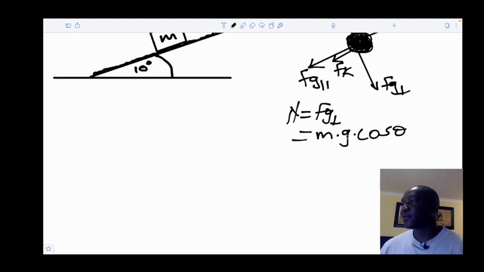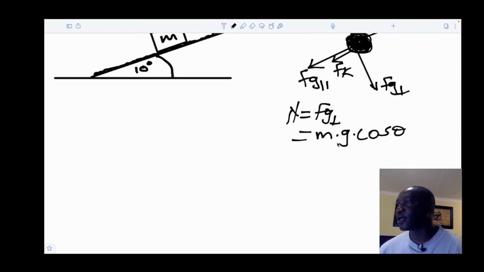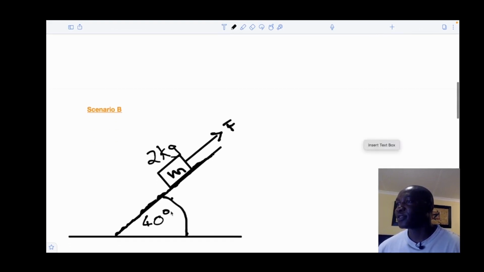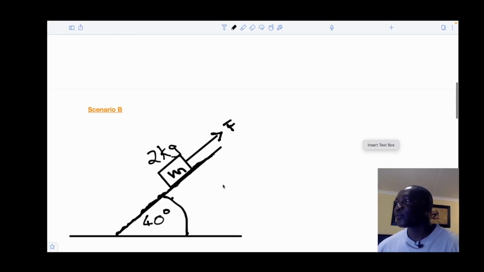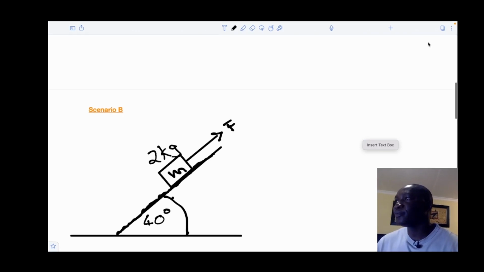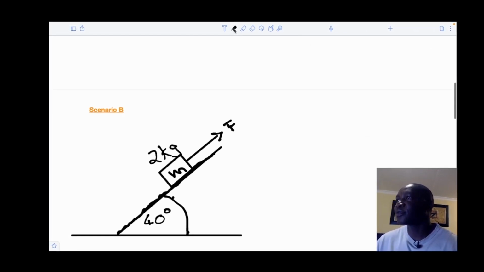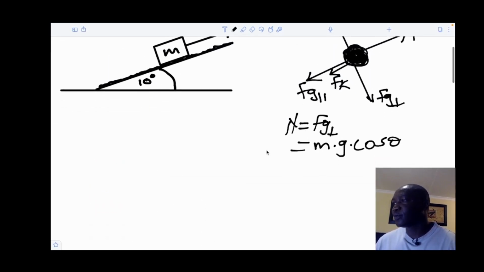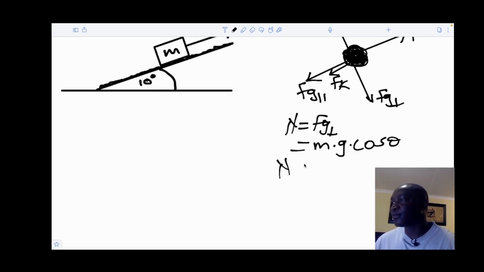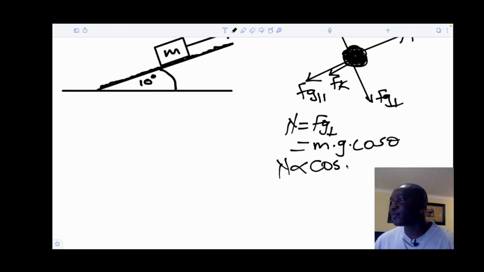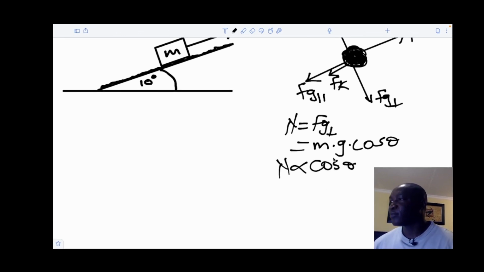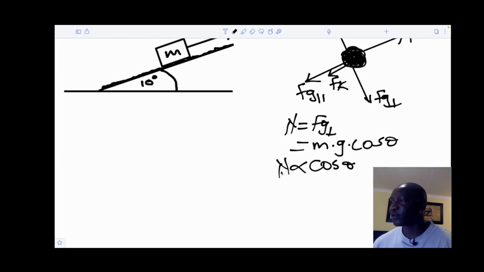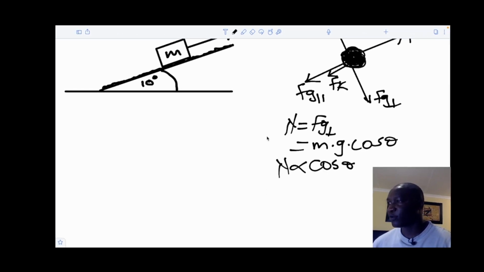Now, because the mass does not change as the block is going up between these two scenarios, what changes is the angle theta. So we are going to find the relationship between the normal force and the cos of theta. So we are going to say normal force is directly proportional to the cos of theta. So that means whatever happens to the cos of theta, it will directly influence the normal force. If the cos of theta increases, normal force increases.